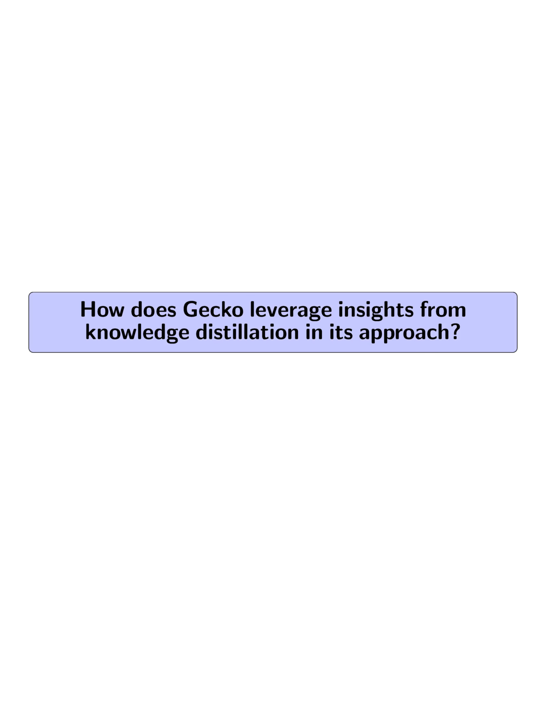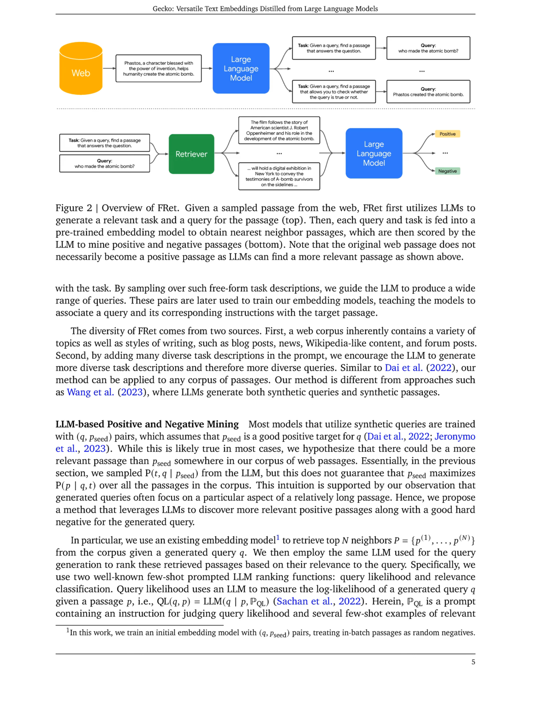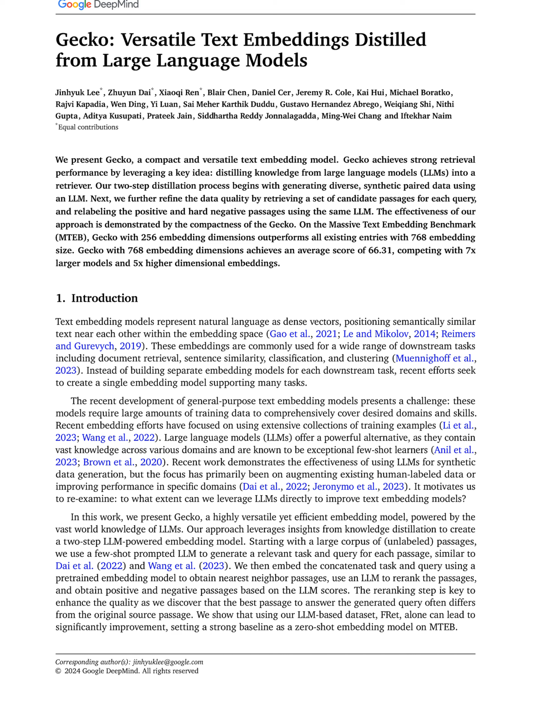How does Gecko leverage insights from knowledge distillation in its approach? Gecko leverages insights from knowledge distillation in its approach by using a two-step LLM-powered embedding model. Firstly, it uses a few-shot prompted LLM to generate relevant tasks and queries for each passage. Then, it embeds the concatenated task and query using a pre-trained embedding model to obtain nearest neighbor passages.